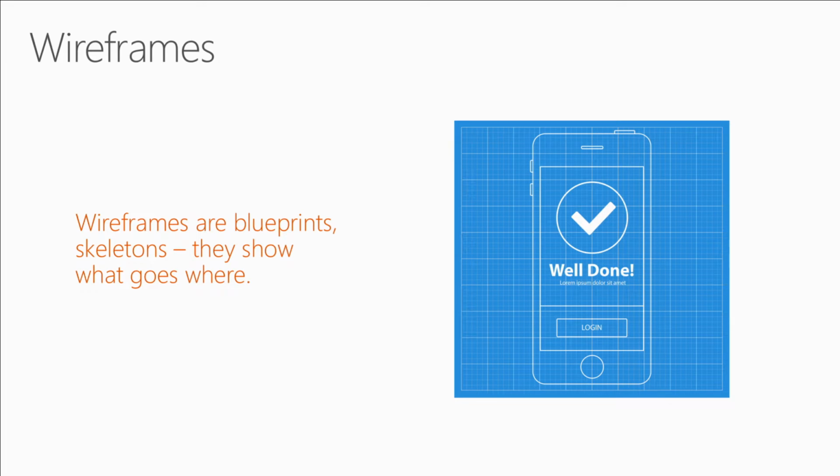look like. Wireframes are blueprints. They're skeletons. They basically show what goes where. They allow you to lay out how the application presumably should function, right?